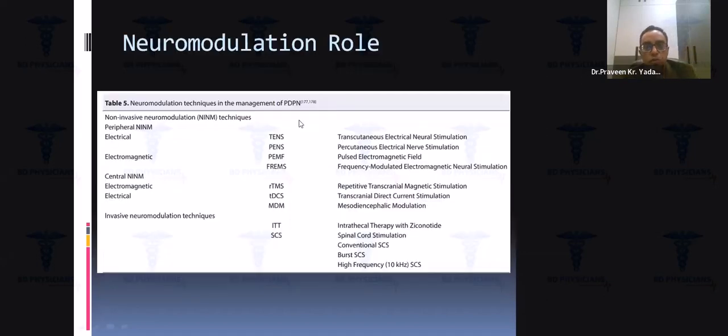So these are the neuromodulation methods which are available for the management of neuropathic pain, out of which spinal cord stimulation may be quite useful. Then TENS, which again we use quite commonly. Percutaneous nerve stimulation, PENS, is also quite useful. So these can be used in our day-to-day practice, especially TENS and PENS, and spinal cord stimulation may be the future management of diabetic neuropathy.